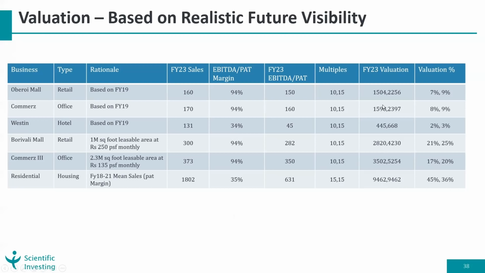Whereas the current valuation is around 27,000-28,000 crore after the recent run up. And 2 years back, the same business was available around 13,000-14,000 crore. And when you see the valuation breakup, your mall is like 9% of the valuation. Borivali mall and these two new properties, see, almost they are going to contribute 45% of the valuation.